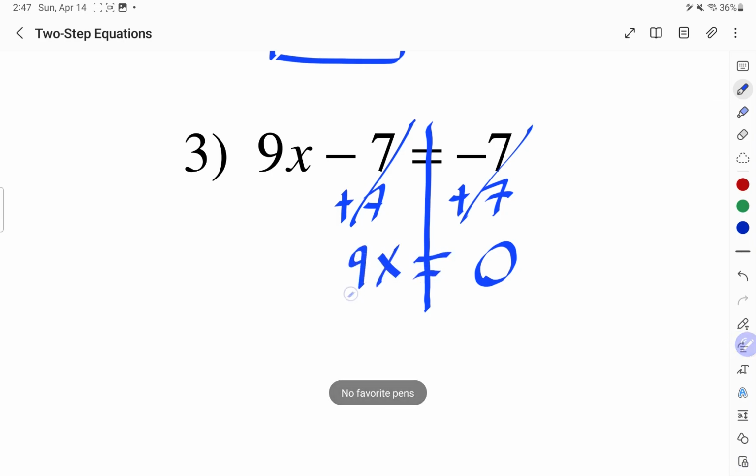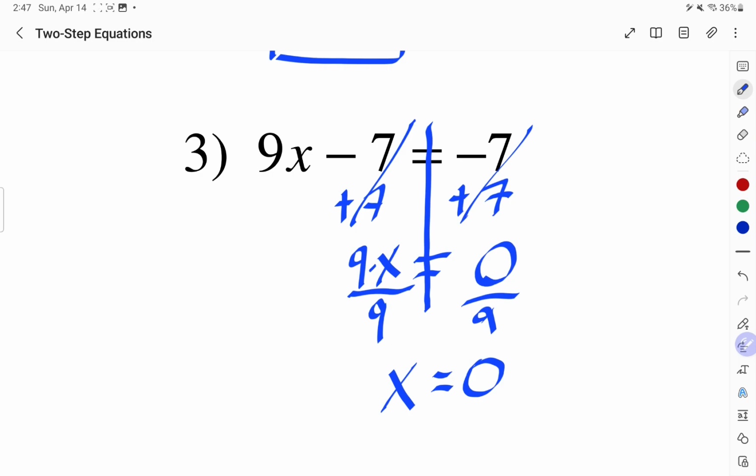9x. Now, what is the opposite of multiplication? Because those two are multiplying, it is division. So I'm going to divide both sides by 9. So x is going to equal 0, because 0 divided by anything is still 0.